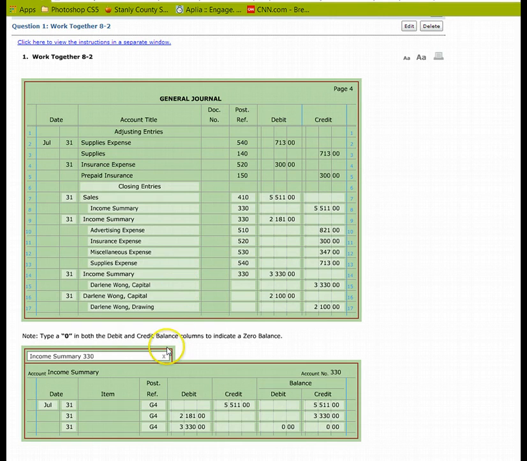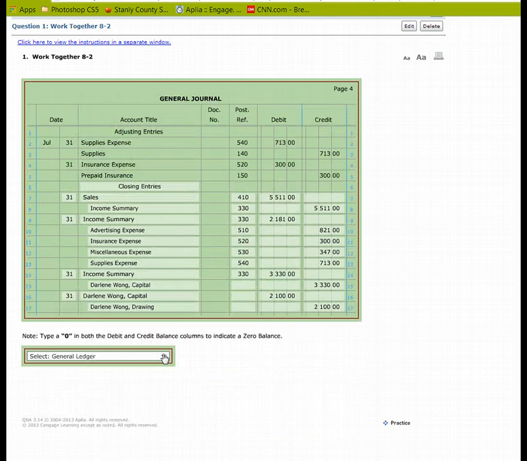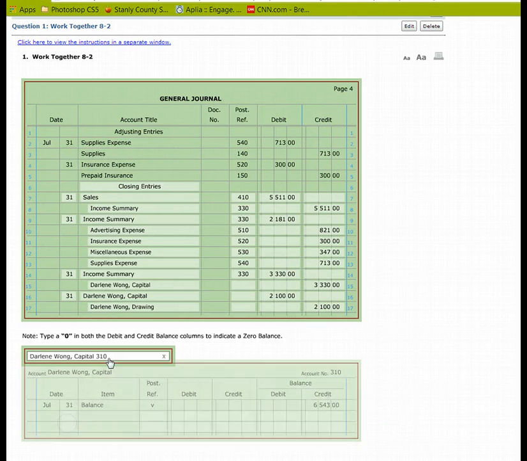Yes. Alright, so now let's go to Darling Wong Capital. Wong. Alright, 31st, G4. Alright, so we have a credit. This was our net income of $3,330. So we had a credit balance. We're going to add the two numbers together, which gives us $98.73. Show that we posted that to 310.